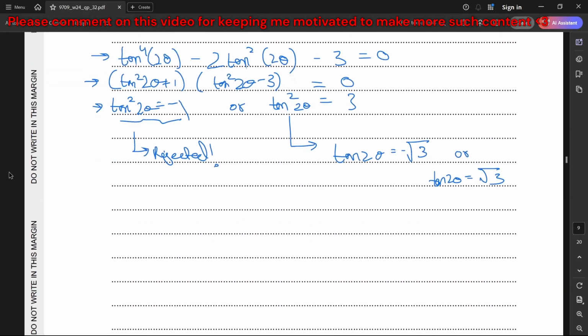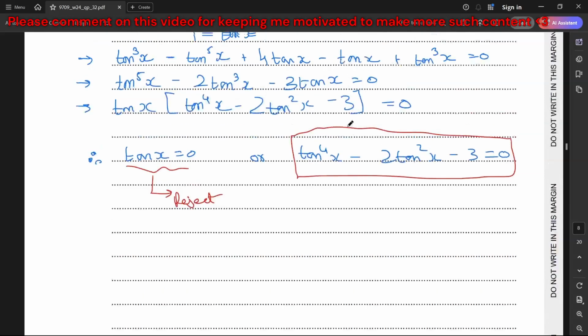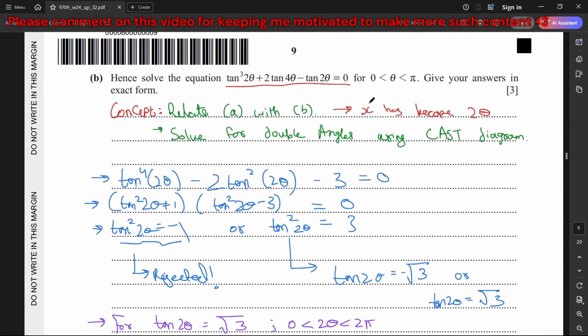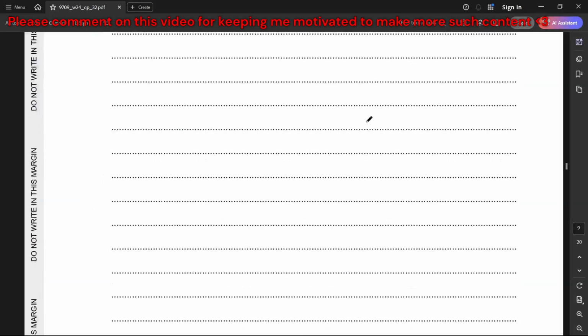So based on this, now I can use my CAST diagram to proceed forward. I'll use, let's say, another color for tan 2 theta equals positive root 3. Because we are dealing with 2 theta now, I'm going to solve this in between 0 to 2 pi, because I'm dealing with 2 theta now, not just theta. The theta was in between 0 to pi. And now I'm changing this theta to 2 theta first.